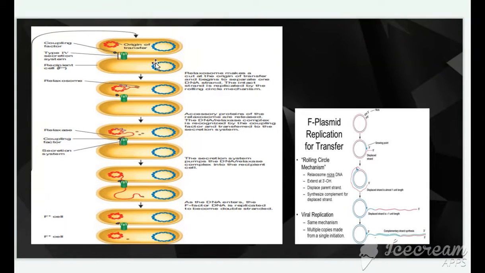Now, if we go for the rolling circle mechanism, what is going to happen here? I want you to focus here. Very first, the protein complex relaxosome nicks the plasmid DNA. As you can see, it is going to come here and cut this DNA, right? Now, after that, there is going to be extension of the 3 prime end.